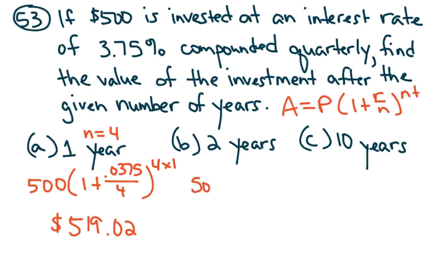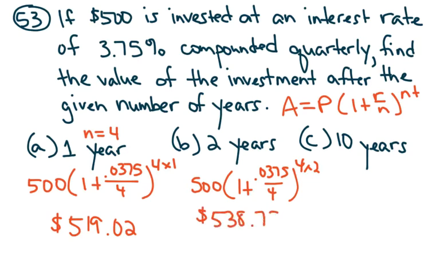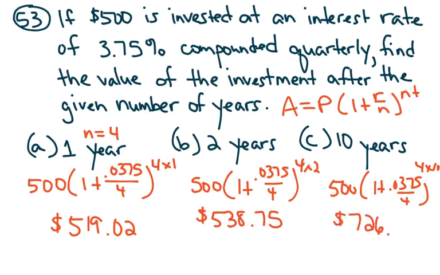After 2 years, you're just going to replace t with 2, so 1 plus 0.0375 over 4 raised to the 4 times 2. And you're going to have $538.75. After 10 years, we're going to do 500 times (1 plus 0.0375 over 4) raised to the 4 times 10. And you're going to have $726.23.